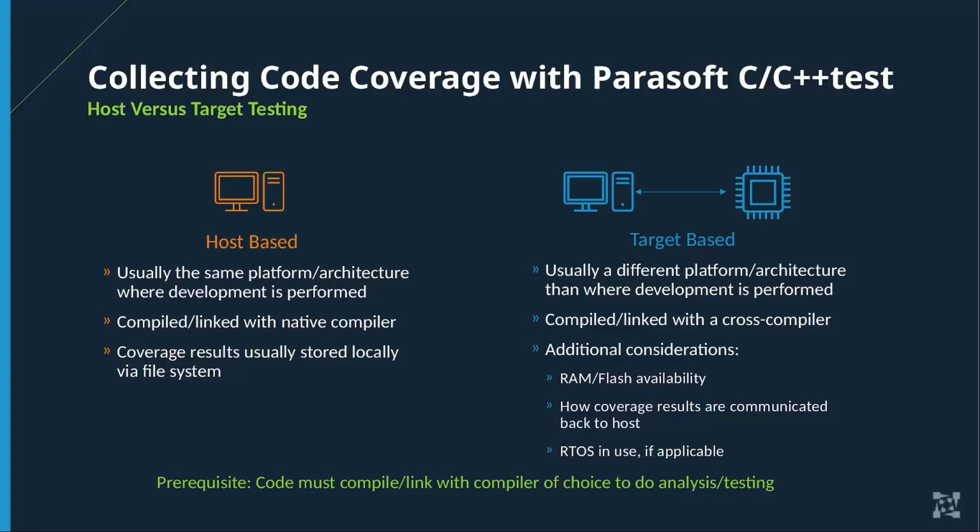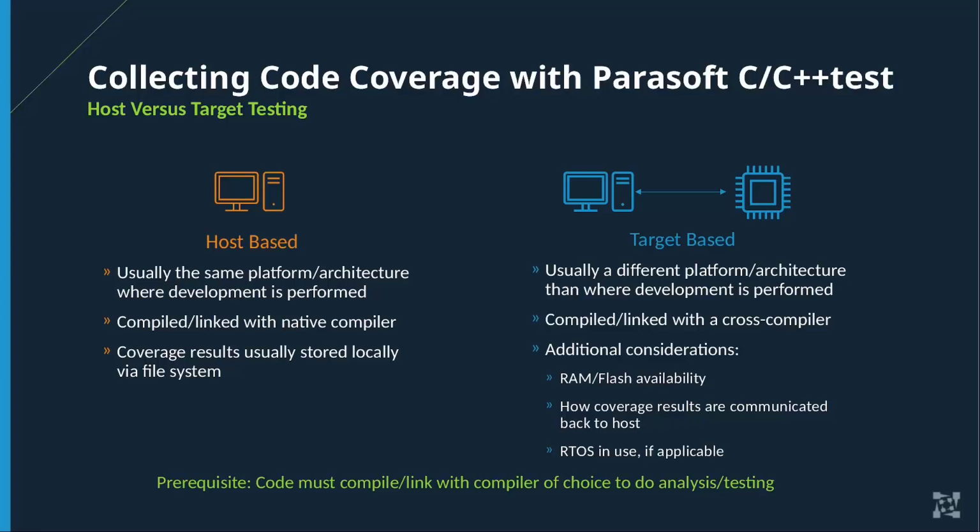When it comes to embedded system or on-target testing, usually it's a different platform and architecture than where the development is actually done. You're using a cross-compiler, and as a result, we have a few extra considerations. One, RAM and flash availability becomes important. We need to make sure we have enough space. Two, how the coverage results are communicated back to the host so that we can analyze the code coverage. And finally, if there's an RTOS in use.